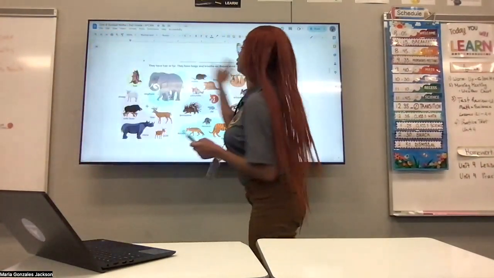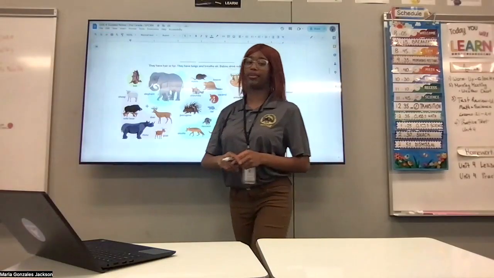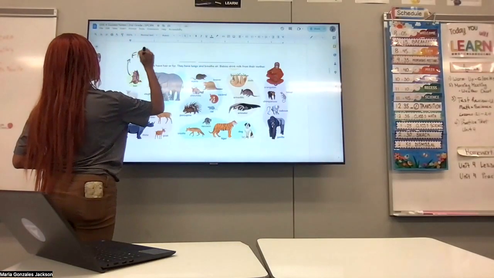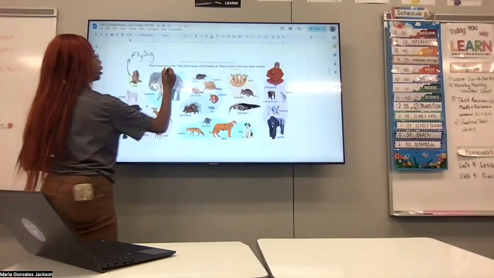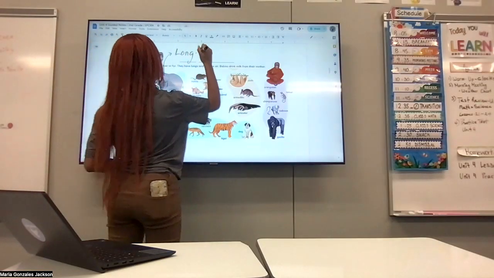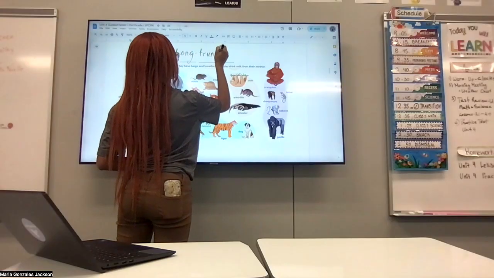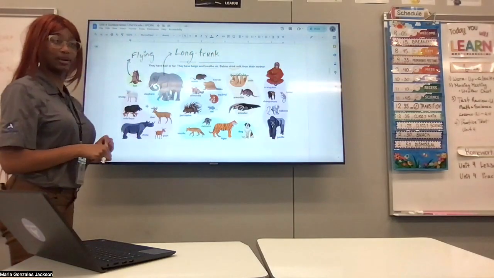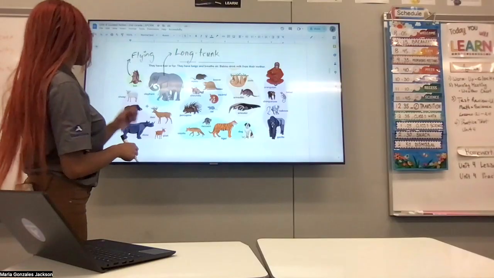Well, let's see. You all know this. The bat is the only mammal that can fly. That's right. It's the flying mammal. So bats are mammals. Elephants are long trunked. They have a trunk that they use to eat, or as we saw in our video, they can paint. Some elephants have been taught how to paint using their trunk.